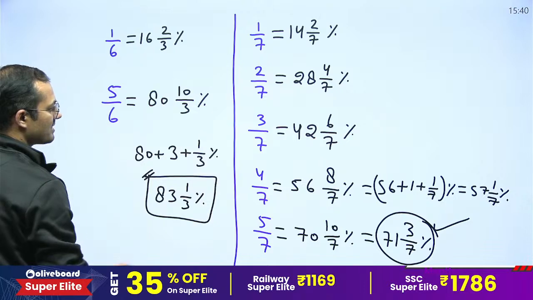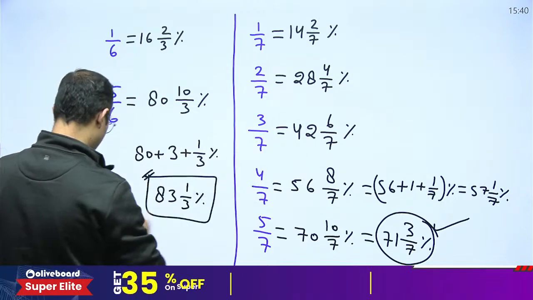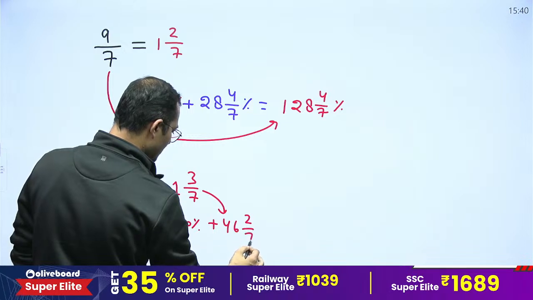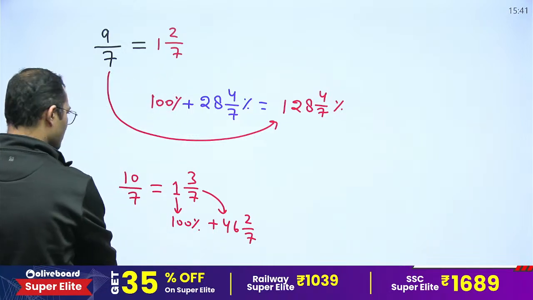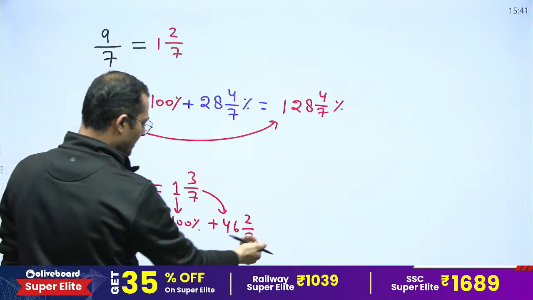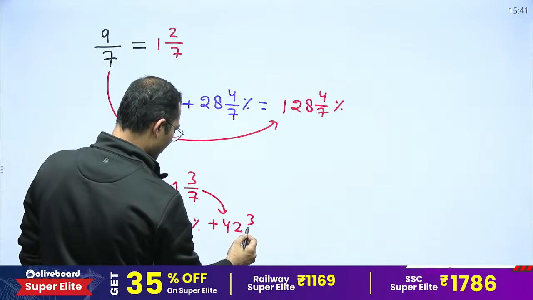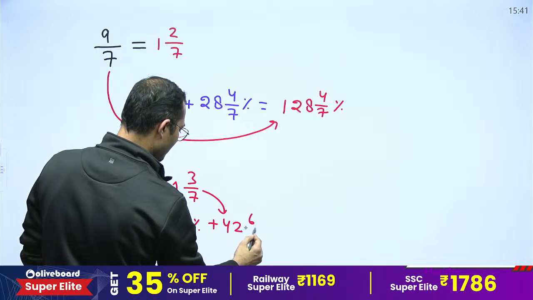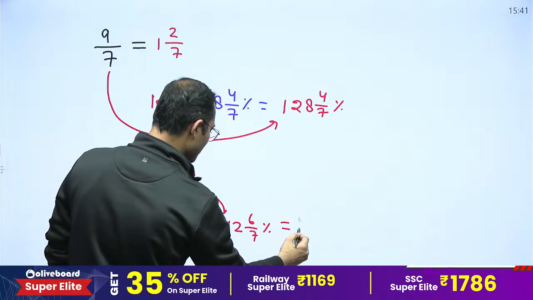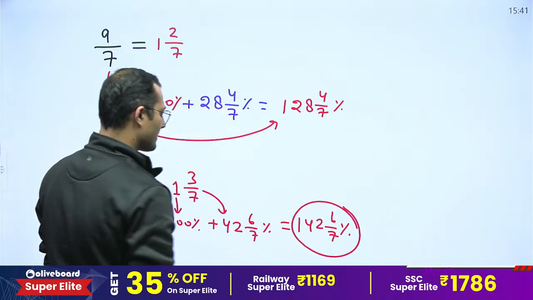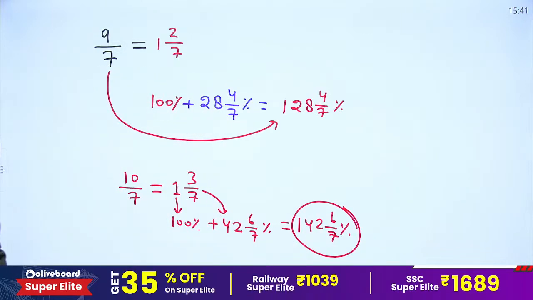See, 3 by 7, 42 whole 6 upon 7, right? Sorry, 42 whole 6 upon 7. So directly we can say that 142 6 upon 7%. Yes, clear? I hope this is more clear now. Okay.